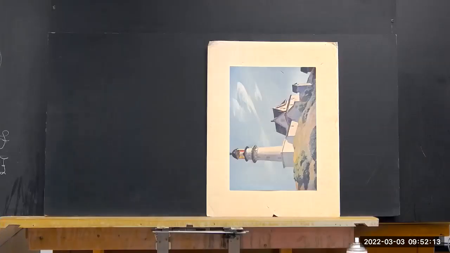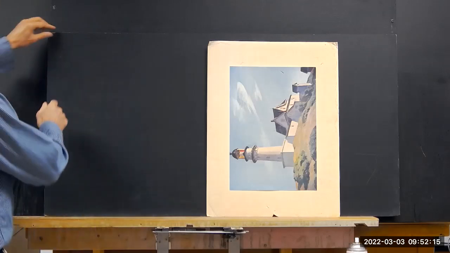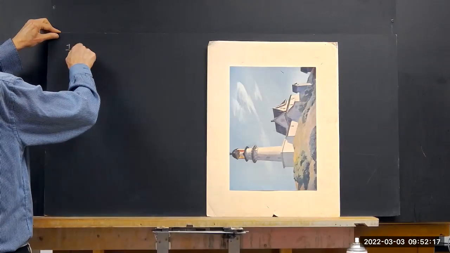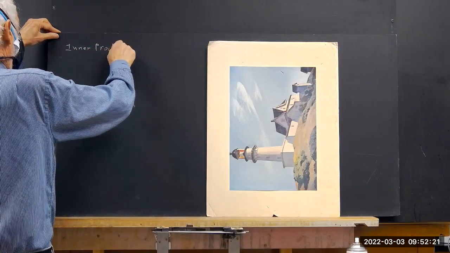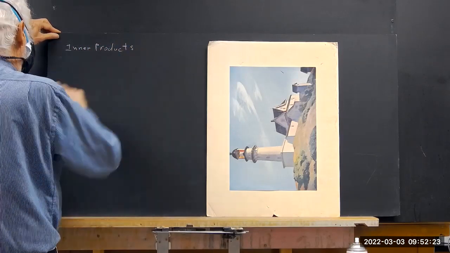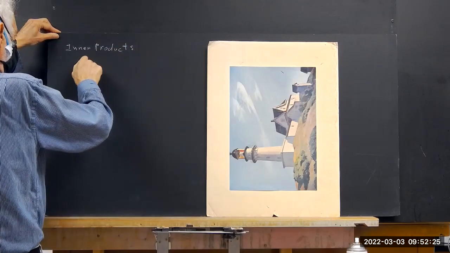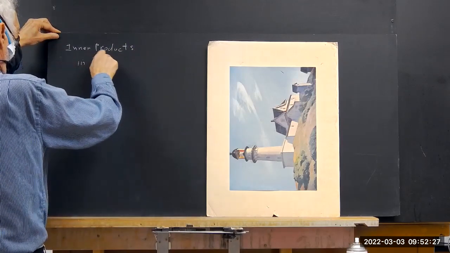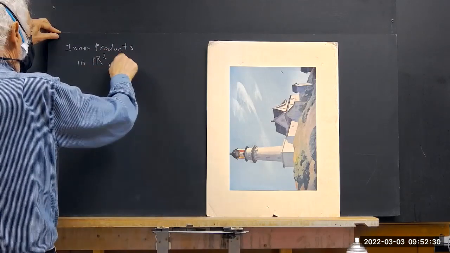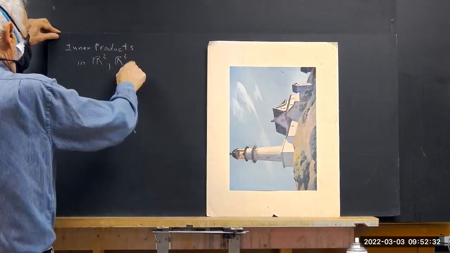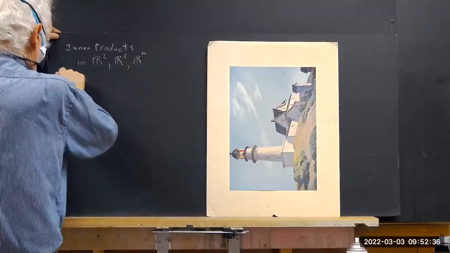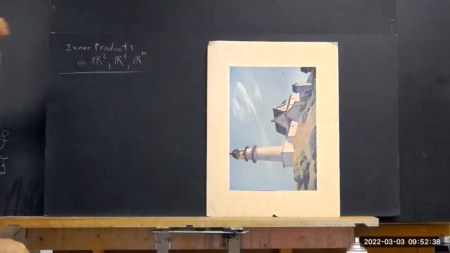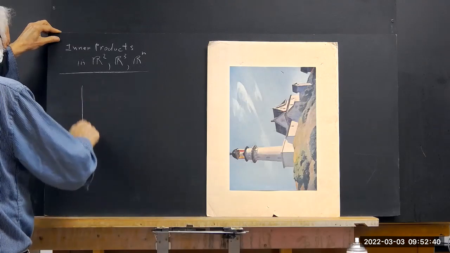Okay, we're moving on to talking about inner products. I'm just going to talk about inner products in R2 and R3, and by extension in Rn. You have two vectors.